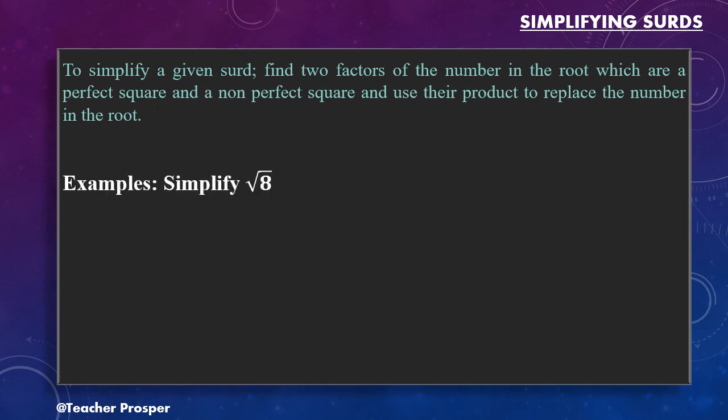Let's consider one example. Simplify square root of 8. Now let's look at our solution. Square root of 8, as we said, we are going to look for two factors of 8, where one is a perfect square and the other is not a perfect square, such that when we multiply the two factors, we'll get 8. So we have 4 and 2. So 4 times 2 gives us 8, which means we are replacing the 8 with 4 times 2.